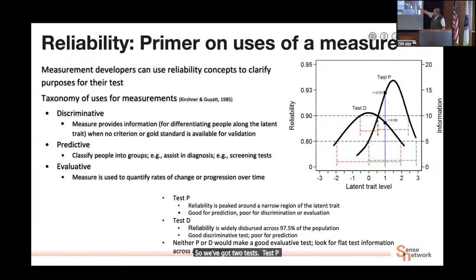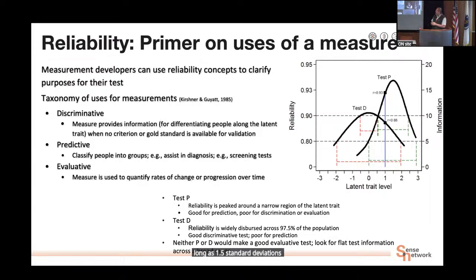Test P has really high precision or reliability along a relatively narrow range of the latent trait, at around positive 1.5 standard deviations. And regardless of how you got that reliability, maybe it's test-retest, maybe it's internal consistency reliability, reliability can vary across the range of your underlying latent trait. Test P would make a really great predictive test as long as 1.5 standard deviations is relevant for distinguishing cases, okay?